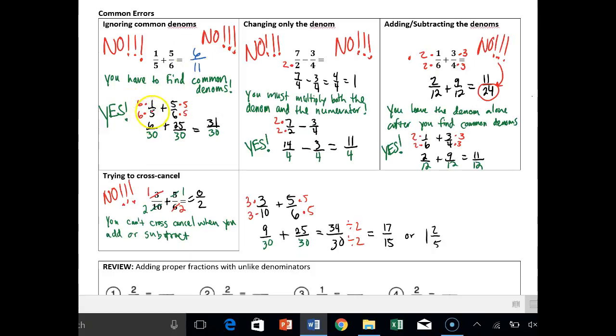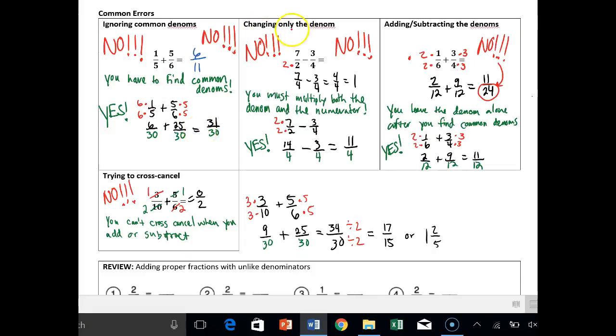So in this case, 5 and 6, the least common multiple that they have in common is 30. I multiply 1/5 on top and bottom by 6 and 5/6 on top and bottom by 5. I get 6/30 plus 25/30. Now I can add my numerators and leave my denominator alone.